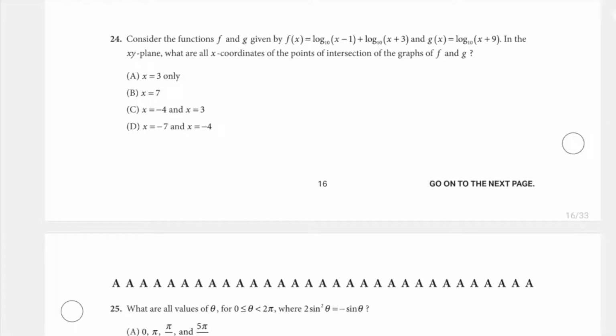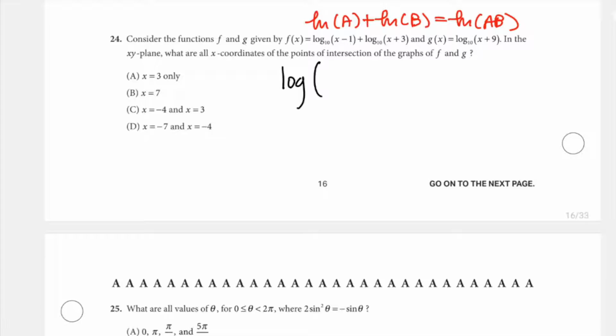Right, f of x is log base 10 of x plus 1 plus log base 10 of x plus 3, and g is some other function. All x coordinates of the points of intersection on the graphs of f and g. So I think what I'm going to do is combine the logs on f. x plus 1 times x plus 3, because that's the relevant log property: log of a plus log of b equals log of a times b, and that works even if it's not a natural log.